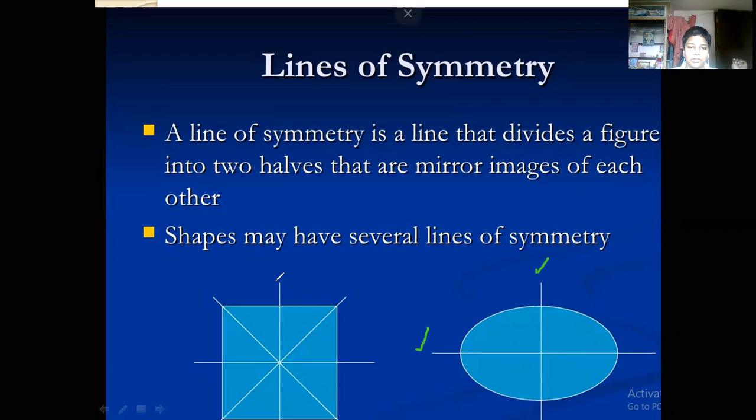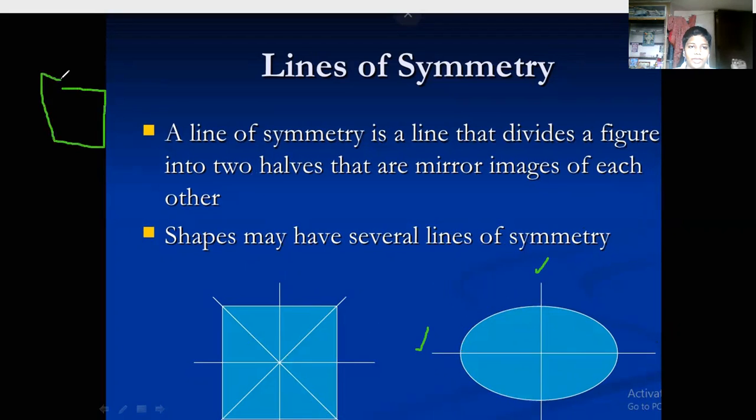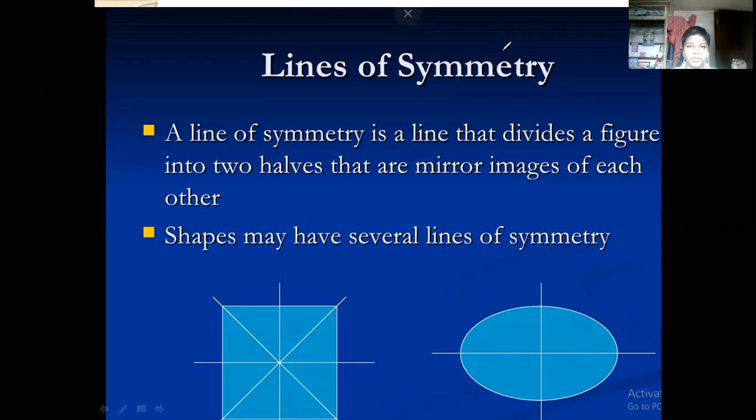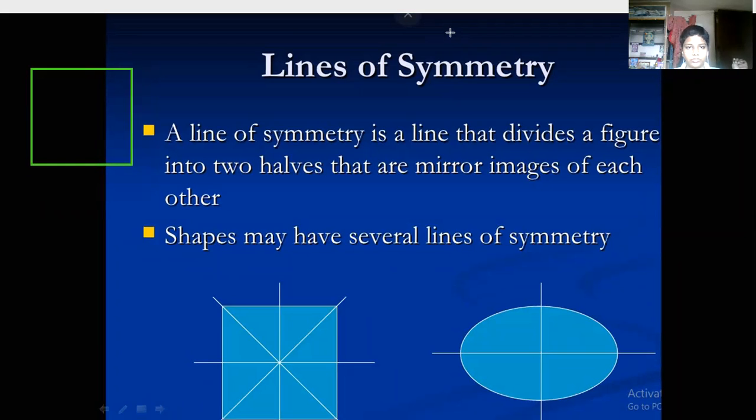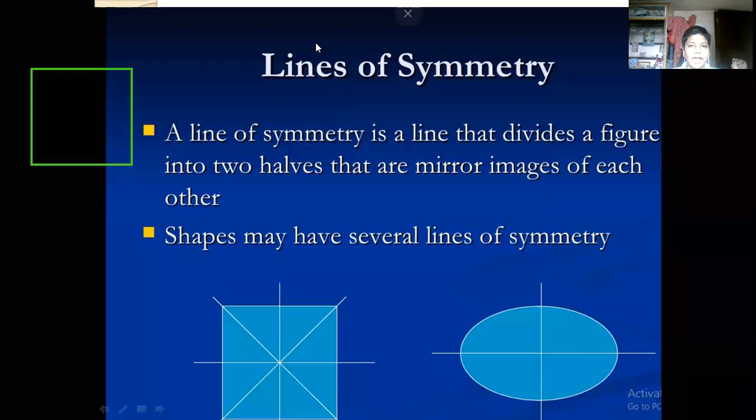And here, see, we have a square. So if you draw first a line like this, okay, this part will be equal to this part, and if you draw a line like this, see, this part will be equal to this part, and if you draw a line like this, this triangle will be equal to this triangle, the same line.